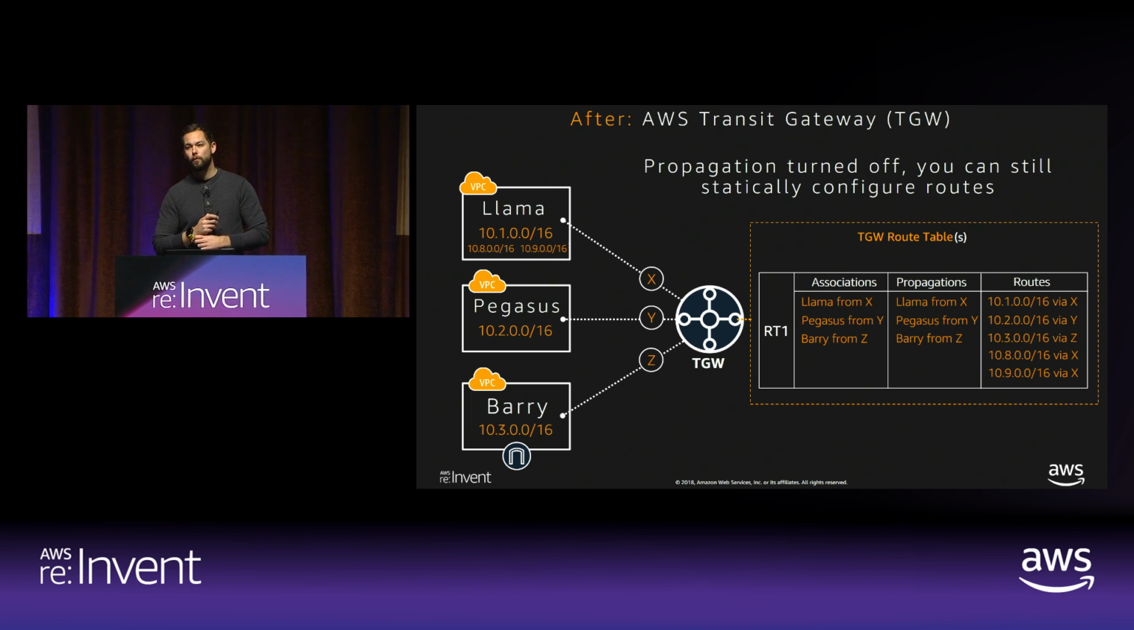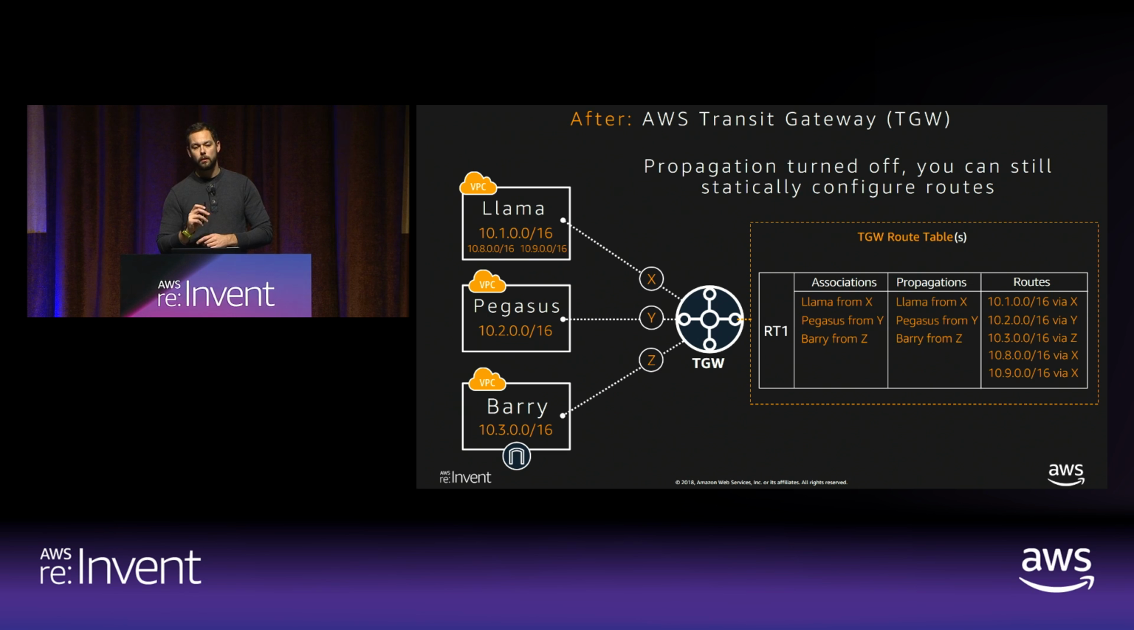You can turn off route propagation from the VPC into the TGW if you wanted to. Why would you want to do that? What if you had some overlapping CIDR address ranges? So we remove propagations from Llama. The routes for Llama disappear. We now can't connect to Llama.